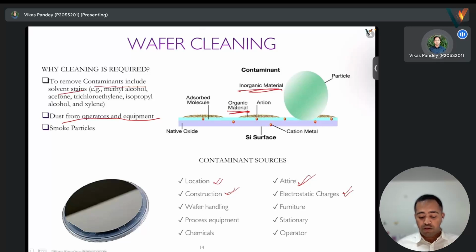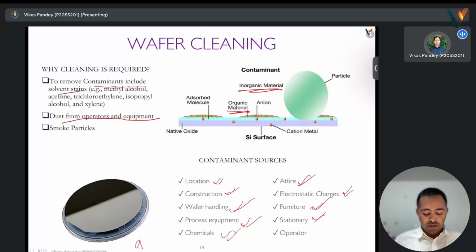Okay. Then during wafer handling, how we are taking them out using tweezers and all, they themselves can have some contaminant. The furniture, the processing equipment, stationery, chemicals. The chemicals might not be very clean, although in clean rooms generally 5-9 purity. Okay, 99.999% purity chemicals are used in general.